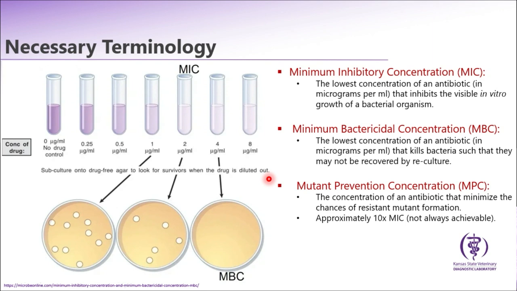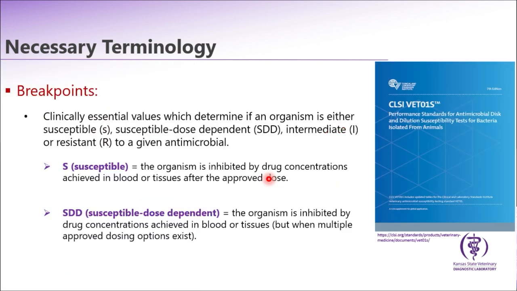So it doesn't matter how much higher we go there. Of course, there is a cap for the approved doses, right? Because after that, there might be a side effect or a toxic effect, and we can't go over this target serum concentration. So the MPC is not achievable for certain drugs. However, we strive to get to it, especially for immunocompromised patients.